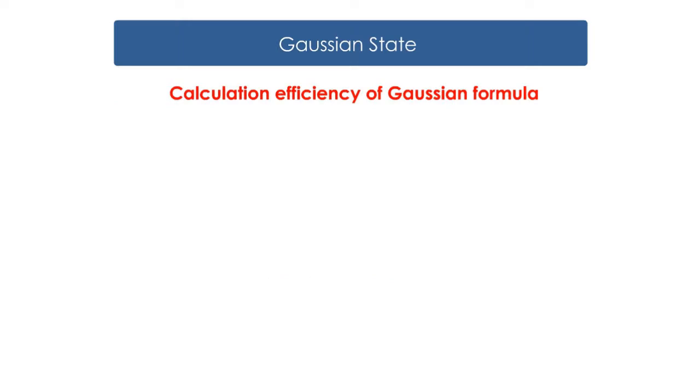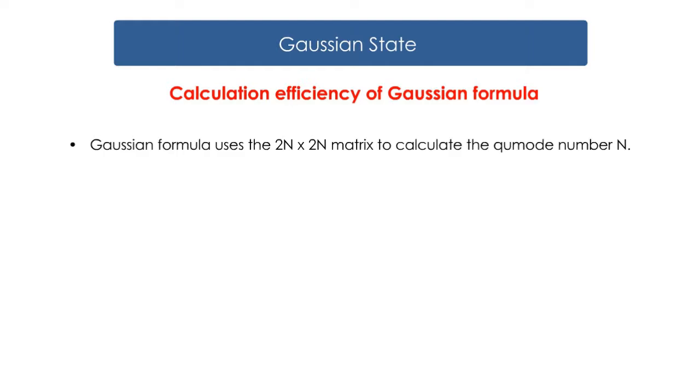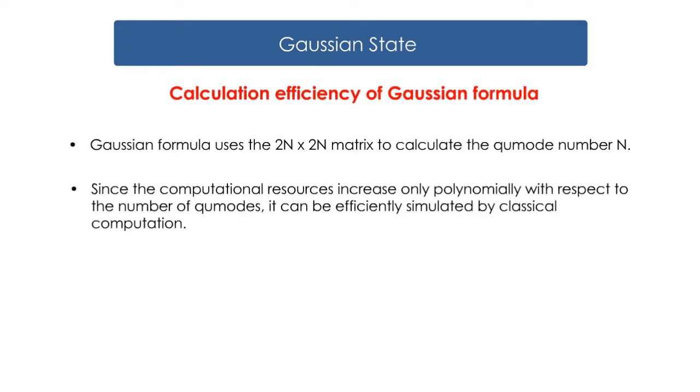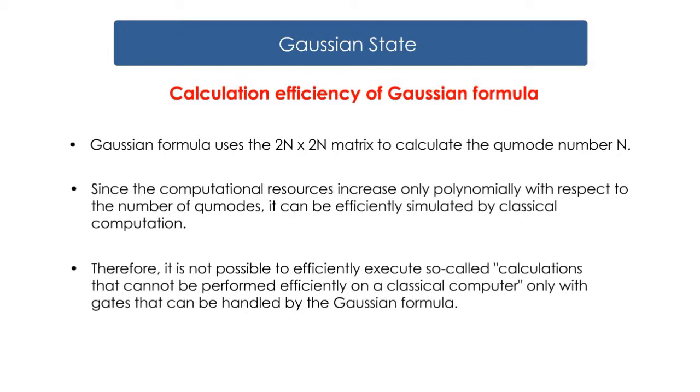About the calculation efficiency of Gaussian formula. The Gaussian formula does not have the nonlinear gates needed to perform universal quantum computations in reality. In fact, the Gaussian formula uses the 2n times 2n matrix to calculate the Q mode number n. Since the computational resources increase only polynomially with respect to the number of Q modes, it can be efficiently simulated by classical computation. Therefore, it is not possible to efficiently execute so-called calculations that cannot be performed efficiently on a classical computer only with gates that can be handled by the Gaussian formula.